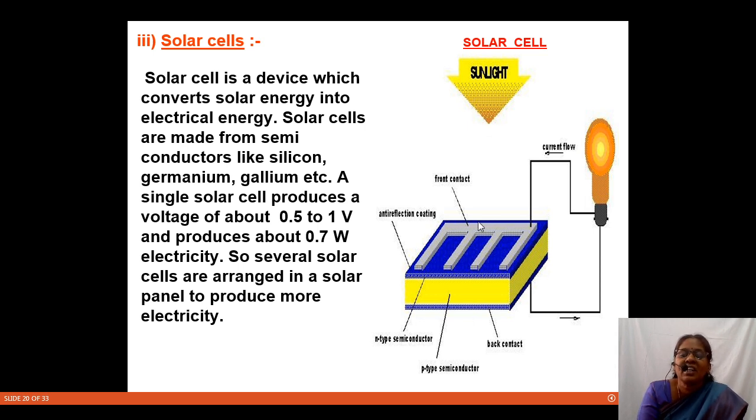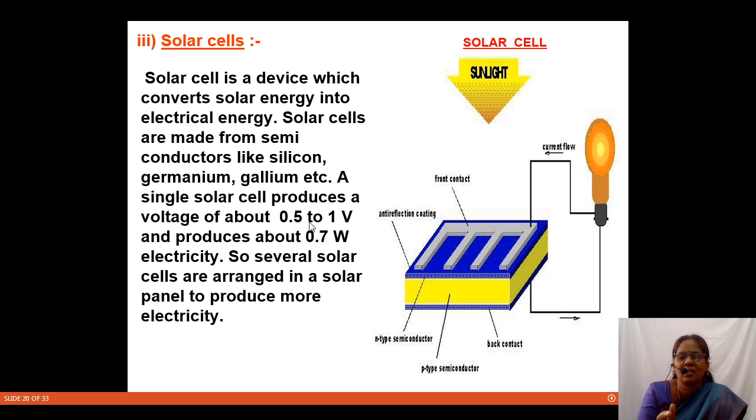The device involves conversion of energy. Sun energy radiates and reaches the solar cell. The solar cell is a device which converts solar energy into electrical energy. Solar cells are made from semiconductors like silicon, germanium, gallium, etc. A single solar cell produces a voltage of about 0.5 to 1 volt.